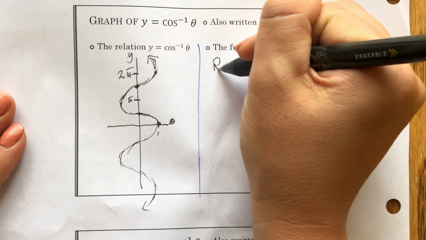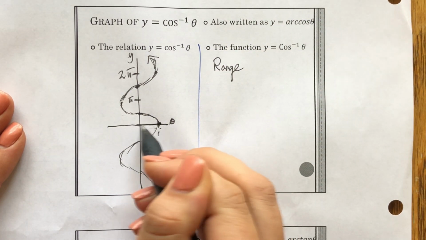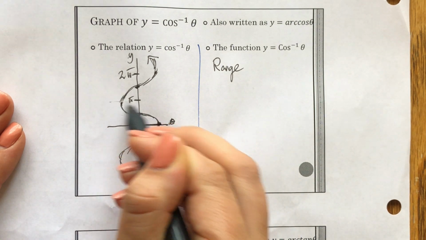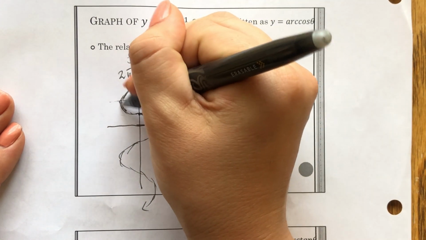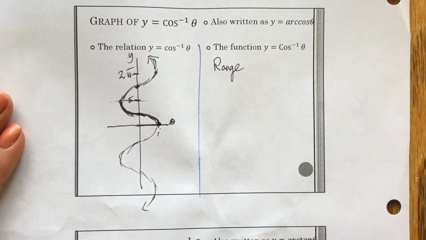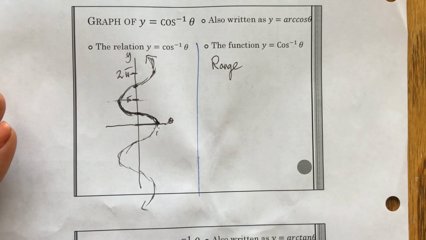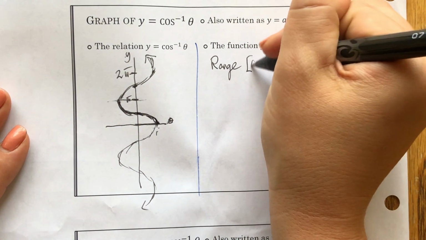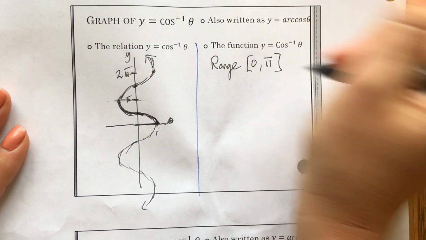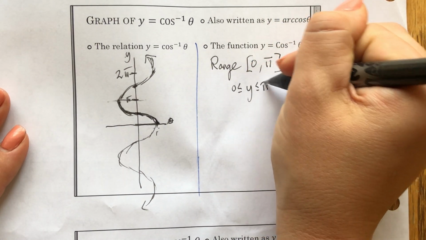I would have to limit the range, and if I chopped it off, started here and ended here, so if I just took this part, that's a function. If I went any more, I would start going under or on top of myself. So I'd limit the range from 0 to pi, or in other words, 0 less than or equal to y, less than or equal to pi.